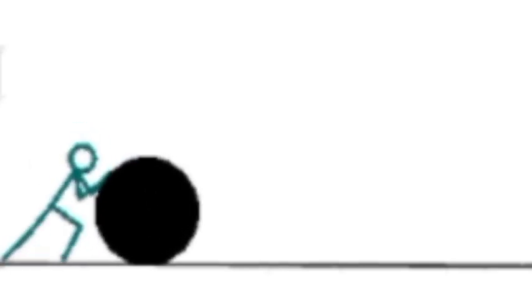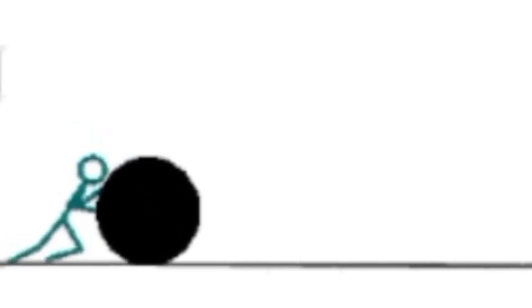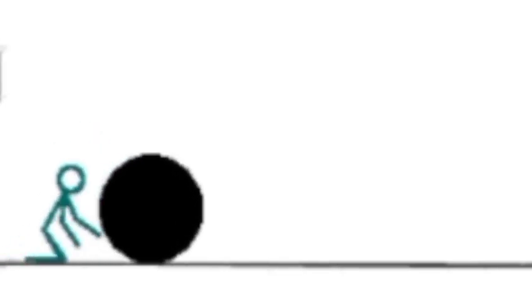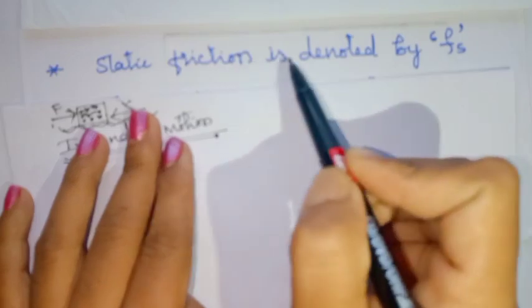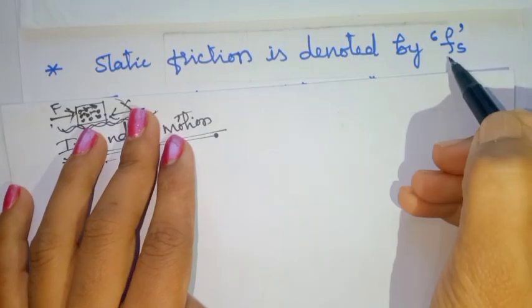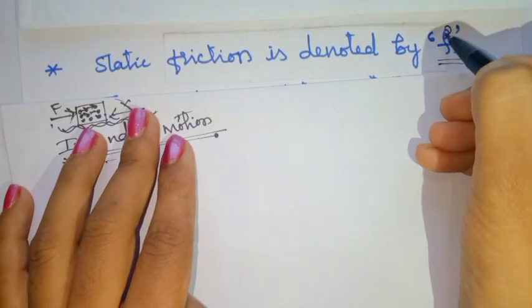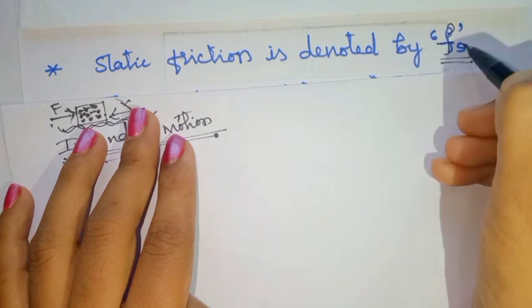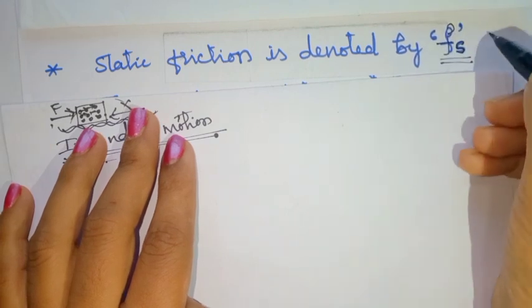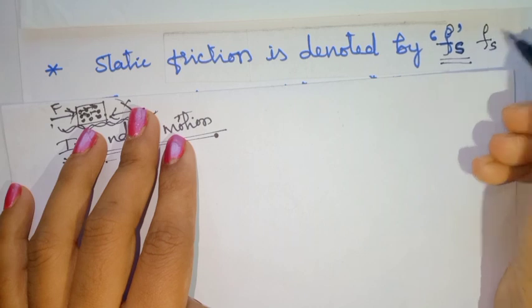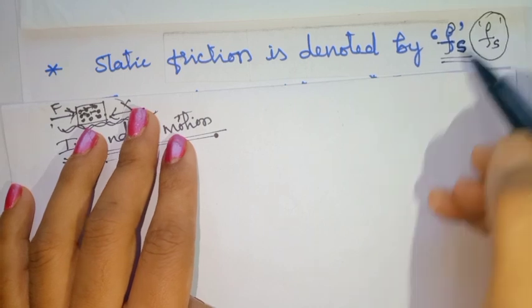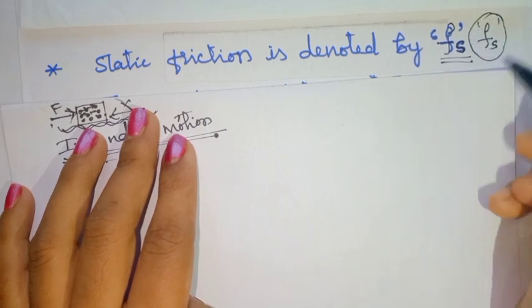I hope you have understood this animation clearly. So let's go back for the explanation. Static friction is denoted by the symbol Fs. F stands for friction and S stands for static, and hence it is denoted by Fs. So we will use this symbol for the static friction.